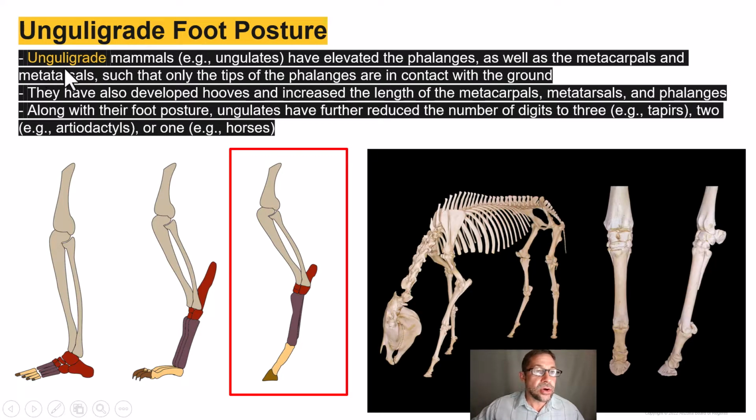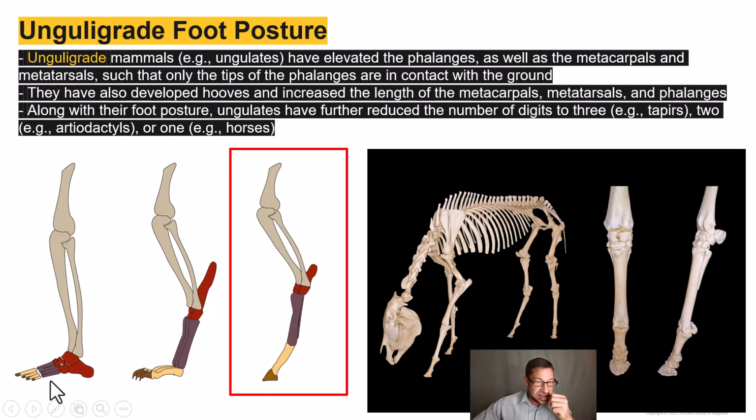And then in the unguligrade mammals, we're going to take this cursorial foot posture even further. So we're talking about the ungulates now, or the hooved mammals. And in the ungulates, we see now that even the phalanges, again shown in yellow, as well as the metatarsals and metacarpals, shown in gray, are all elevated. So only the tips of the phalanges are in contact with the ground. That said, those tips are covered by these keratinized hooves as exhibited by this zebra. And we've got increased lengths now of metatarsals and phalanges.